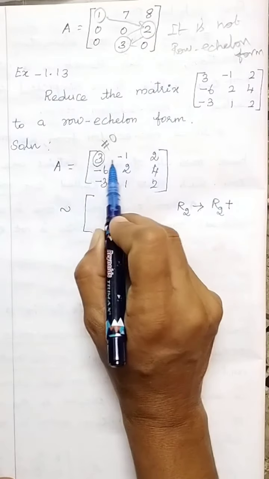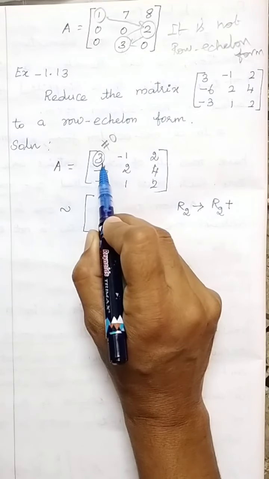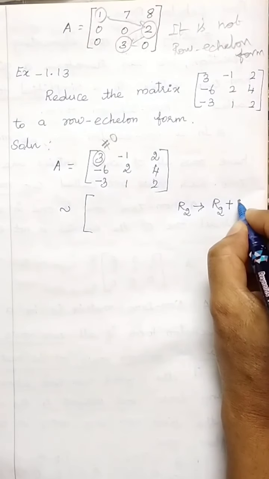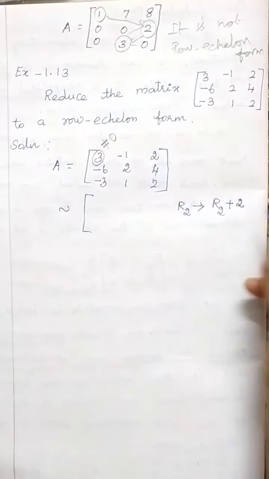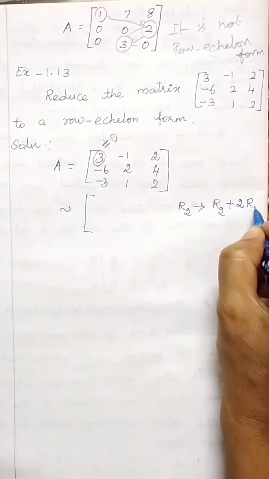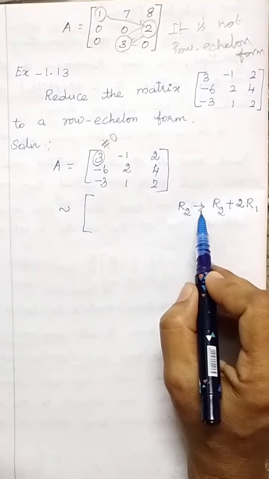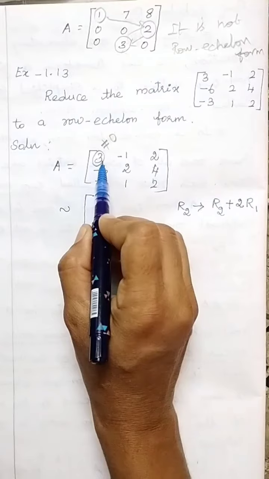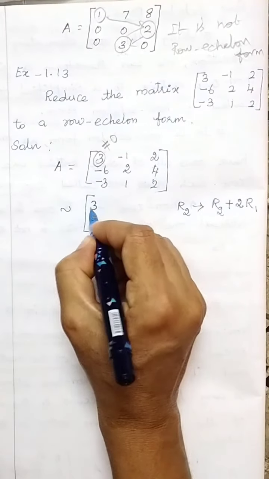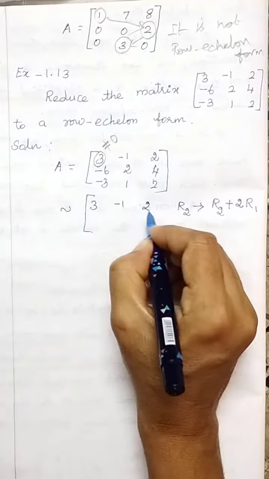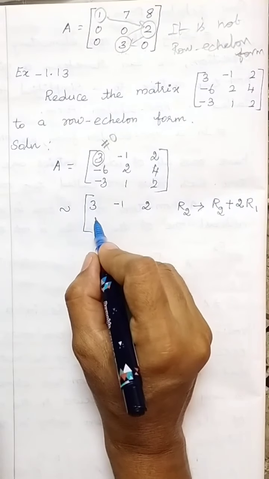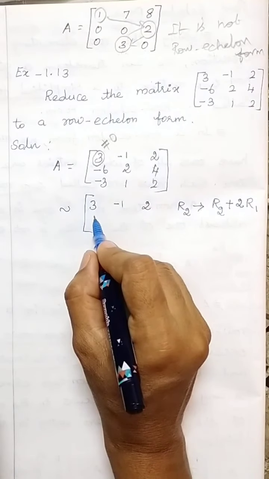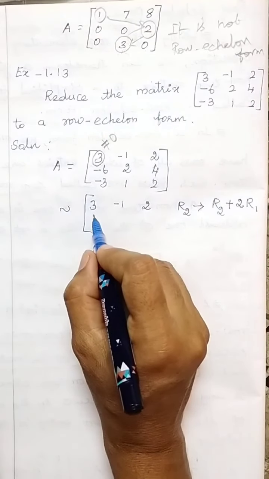Here you consider our R1, right? This 3 goes to 6, which means you multiply by 2. So R2 implies R2 plus 2R1. So first row as it is, you write 3 minus 1 2. Then second row values are going to change, right? Because we are using elementary row operation.